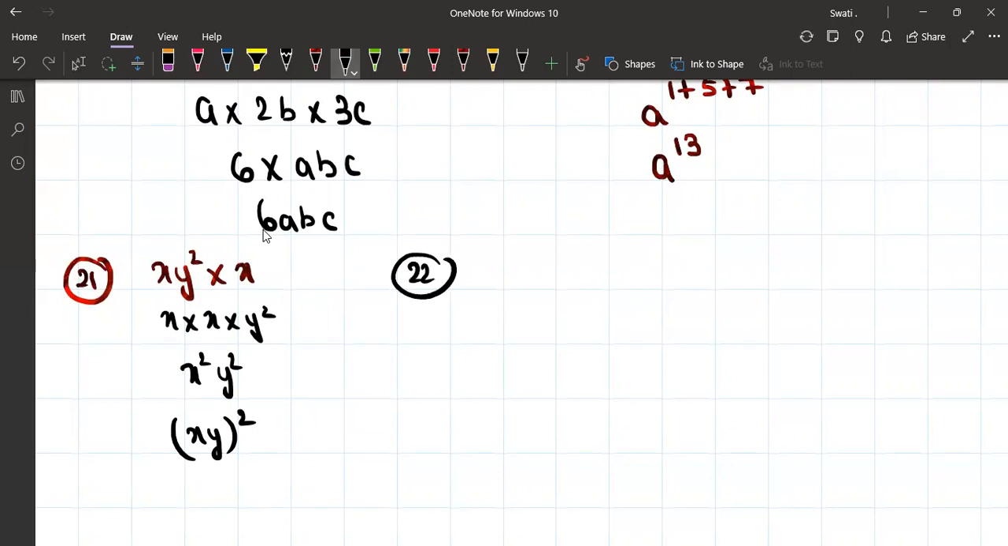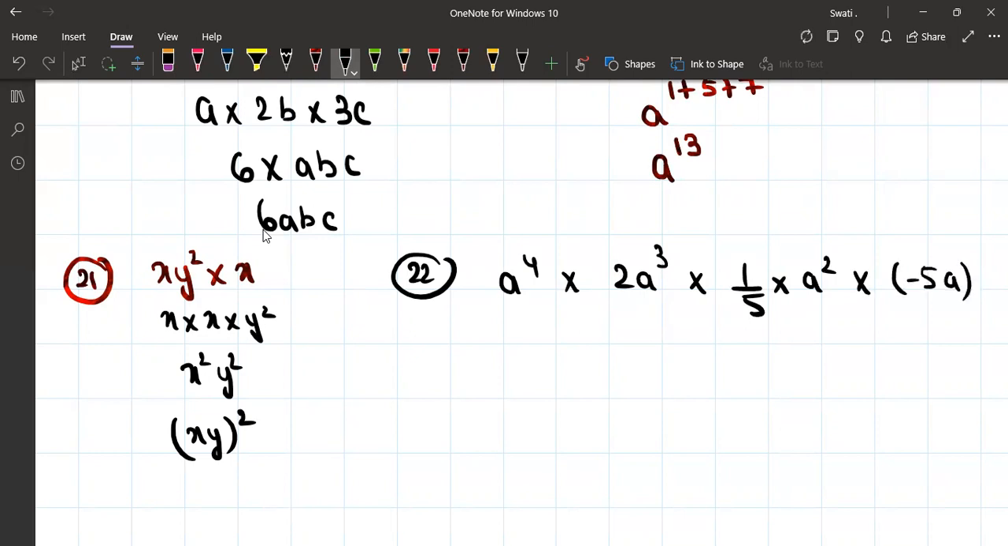So in the 22nd question, this is very different from what I've been doing so long. So let us do that. In this one, we have to multiply a raised to 4 times 2a cubed times 1 upon 5 times a squared times minus 5. Okay. This looks bigger, but this is not at all difficult if you have understood the concept.